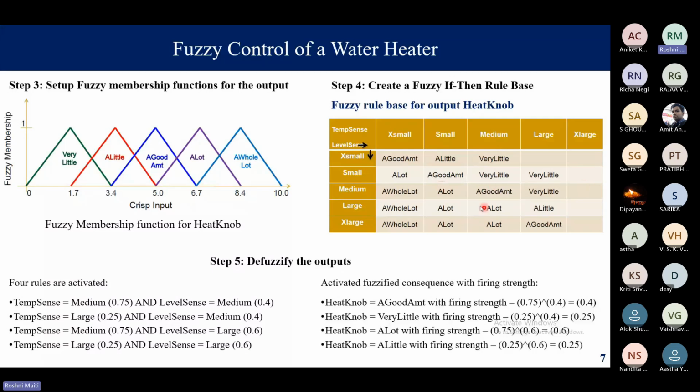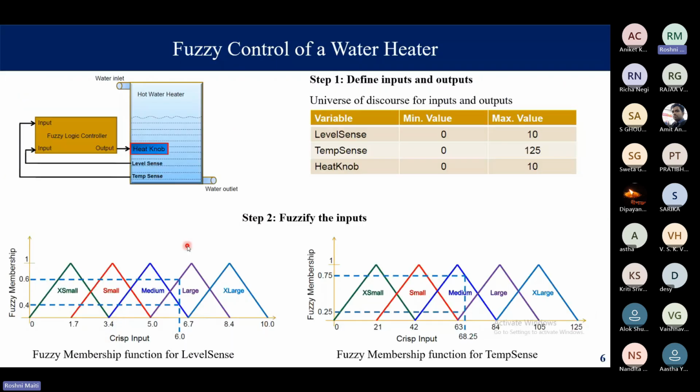After specifying this table, now we have to defuzzify our output. Now, how to get that decision? How to make this decision? Here we can see 4 rules will be activated. First one will be the temperature sensor. If we see the previous slide, we can see the temperature sensor will have its two membership functions. One will be 0.25 and another one will be 0.75.